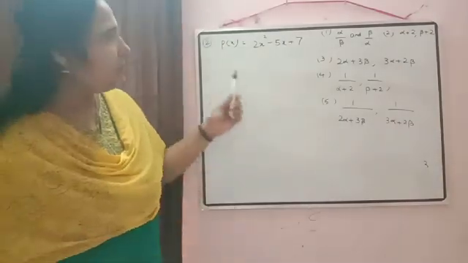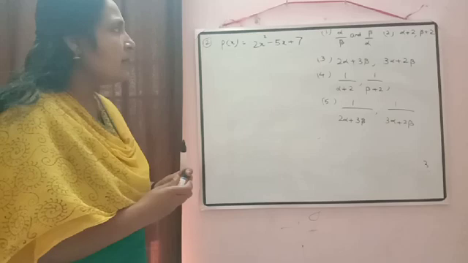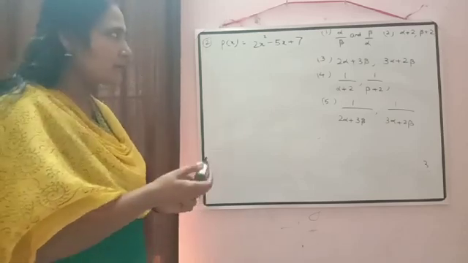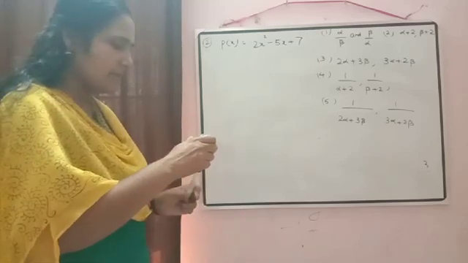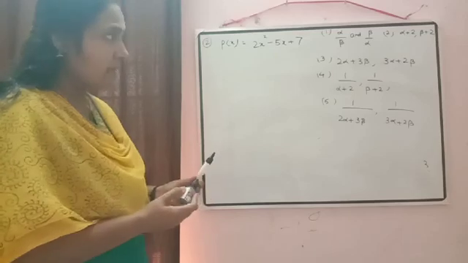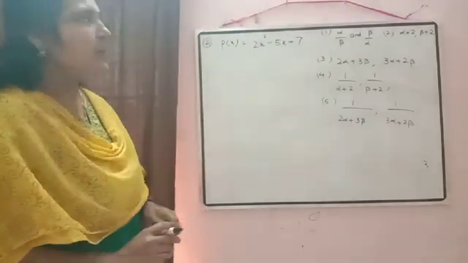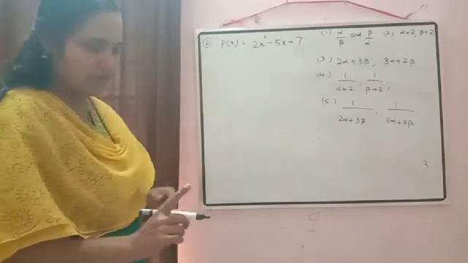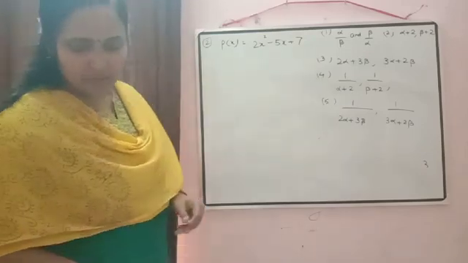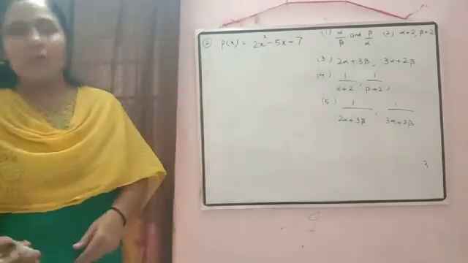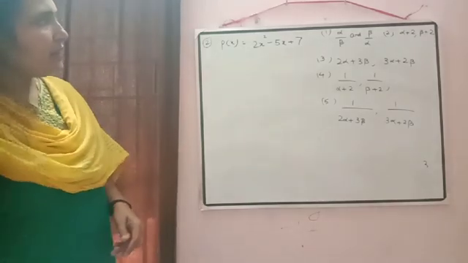If alpha and beta are the zeros of P of x is equal to 2x square minus 5x plus 7, we have to frame another polynomial whose zeros are given below. So these are the things we have to calculate. Okay. So in all the situations we have to frame the polynomial. So moving on to the first one there.